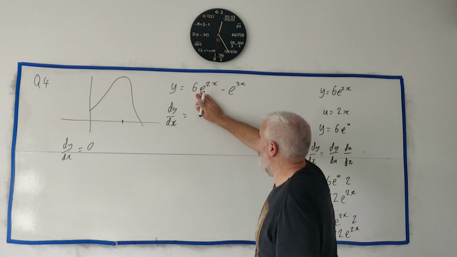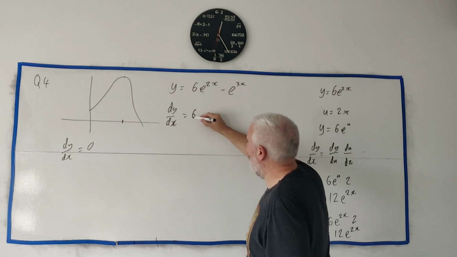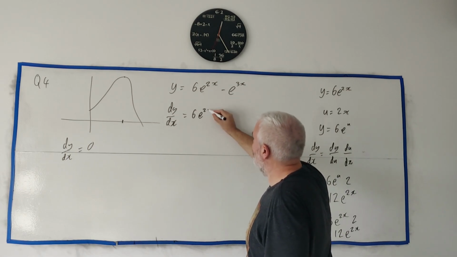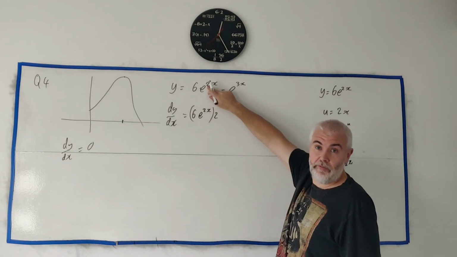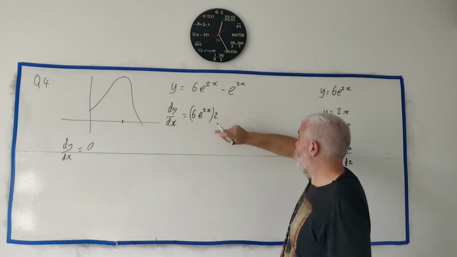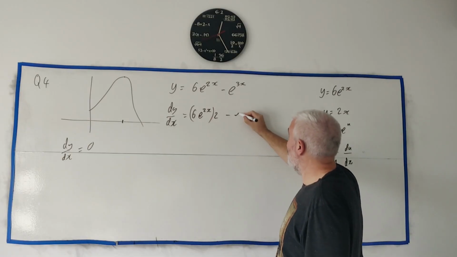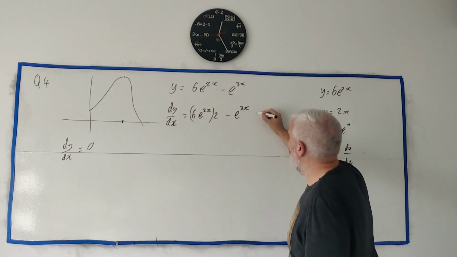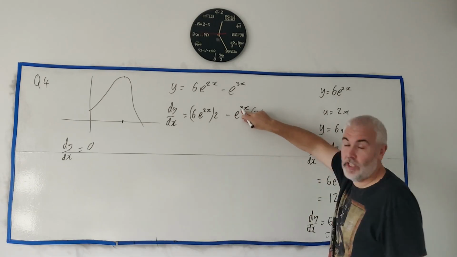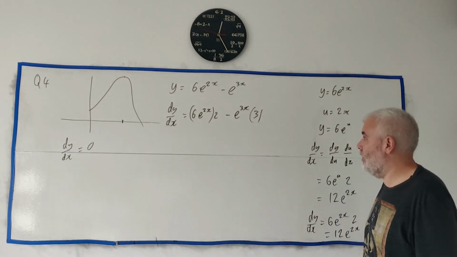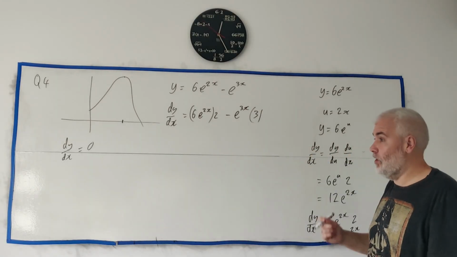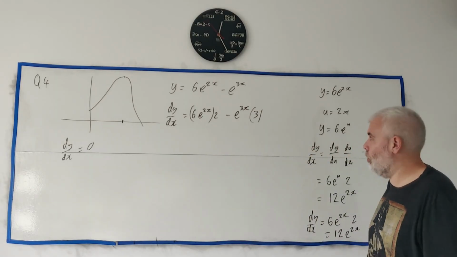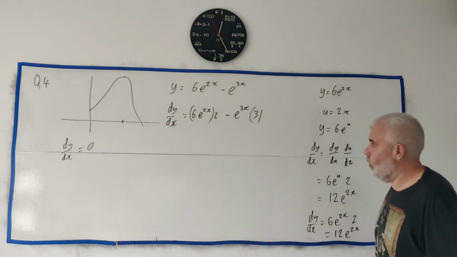So I'd look at this and I'd say, well, let me do this half slowly. 6e to the 2x multiplied by a 2. And that 2 is coming from the derivative of the power here. Doing this one here is minus e to the 3x multiplied by 3. That 3 is the derivative of the power up there. That's how I do it. If you wrote this, it'd be fine. The examiner would know where you're getting this shortcut from, or that's the longer way to do it.